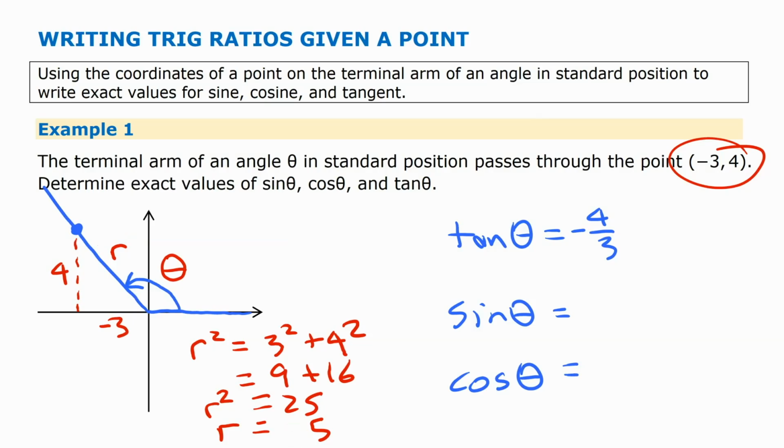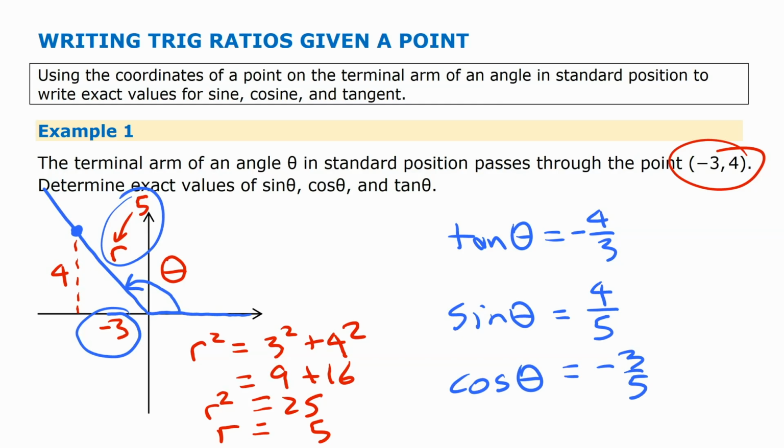If the radius is 5, then we can write our other two ratios. For sine, we have sine is y over r. So y is 4 and r is 5, so we get 4 over 5. And then for our third one, the circular definition for cosine is x over r. So -3 over our radius of 5, -3 over 5. And that's our three ratios.